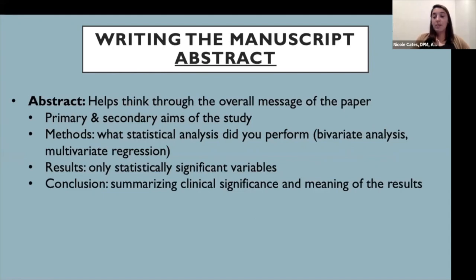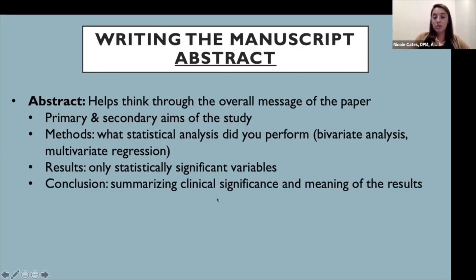After you have the methods and results really clearly mapped out, you understand what your paper findings are, then you want to think through the overall message of the paper. And this is where you're really defining it in your abstract. So your primary and secondary aims of the study, you may only have one aim, so it might just be the aim of your study. We're really defining what you're looking at and what you're comparing. And then you want to say how you're comparing it. So similar to our methods section, are you performing a bivariate analysis, multivariate regression? And that's where you want to have a statement on the methods.